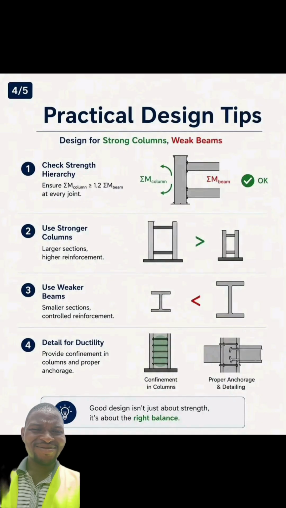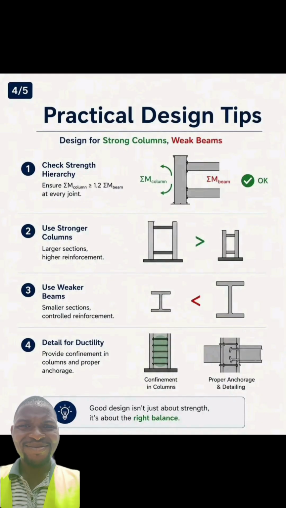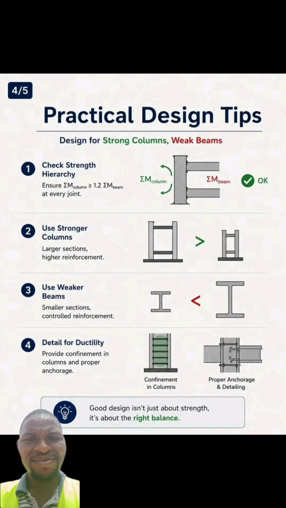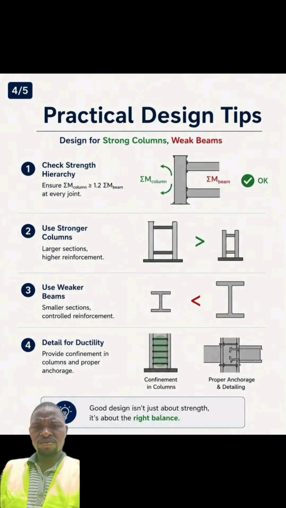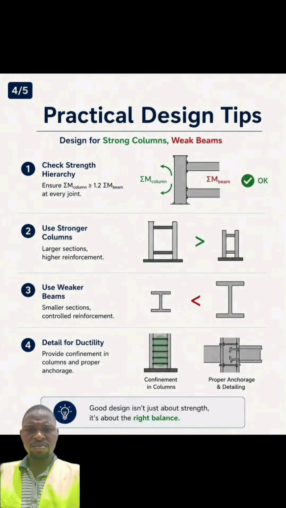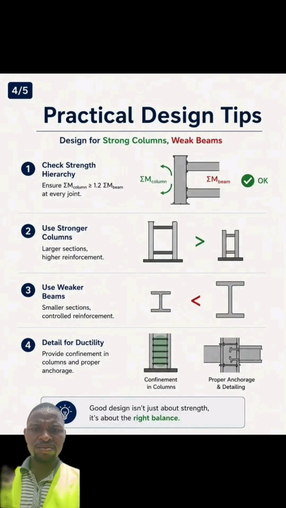Then we have detailing for ductility. Provide confinement in columns and proper anchorage. So anchorage is very, very important in your column. You provide proper anchorage for your beams. The anchorage is coming from the beams. Then your lap length is also meant to be considered in regards to this.